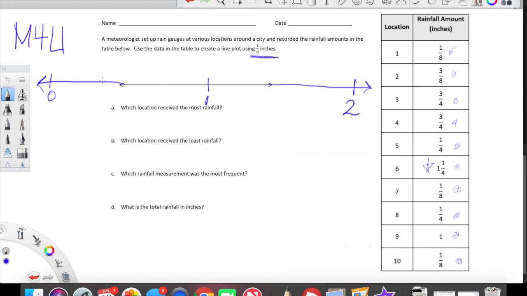And now what we need to do is divide the space between the whole numbers into eighths because that's what we're told to do. So we've got 0, 1, 2, 3, 4, 5, 6, 7, 8. Okay, cool. And then I'm going to divide the space between 1 and 2 into eighths because that's what we're asked to do. 1, 2, 3, 4, 5, 6, 7, 8. Okay, very cool. So now what we're going to do, you guys, is actually plot this data.